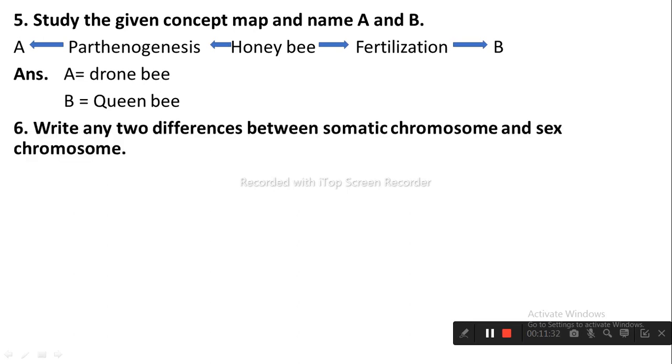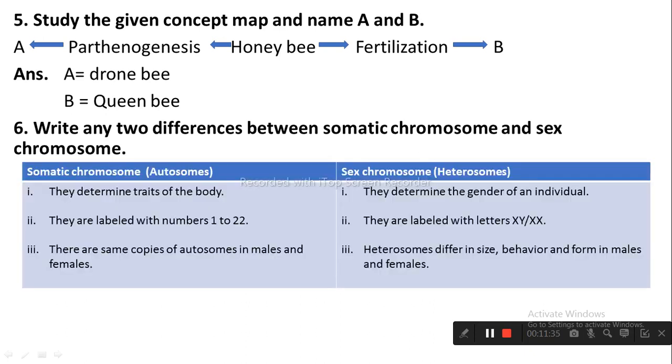Next one, write any two differences between somatic chromosome and sex chromosome. Another name for somatic chromosome is autosomes, and that for sex chromosome is heterosomes. So somatic chromosomes determine traits of the body, whereas sex chromosomes determine the gender of an individual. And the somatic chromosomes are labeled with numbers from 1 to 22, whereas sex chromosomes are labeled with letters XY or XX. Somatic chromosomes are the same copies of autosomes in male and female, whereas heterosomes differ in size, behavior, and form in male and female.